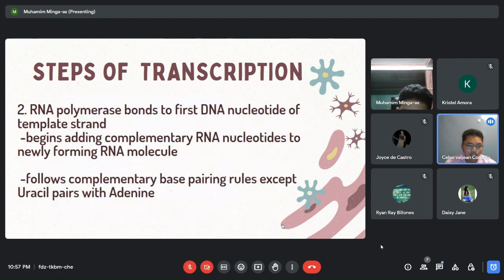So the second step or stage of transcription is the elongation. RNA polymerase binds to the first DNA nucleotide of the template strand, then begins adding complementary RNA nucleotides to the newly forming RNA molecule, following complementary base pairing rules, except uracil pairs with adenine. Next slide, please.